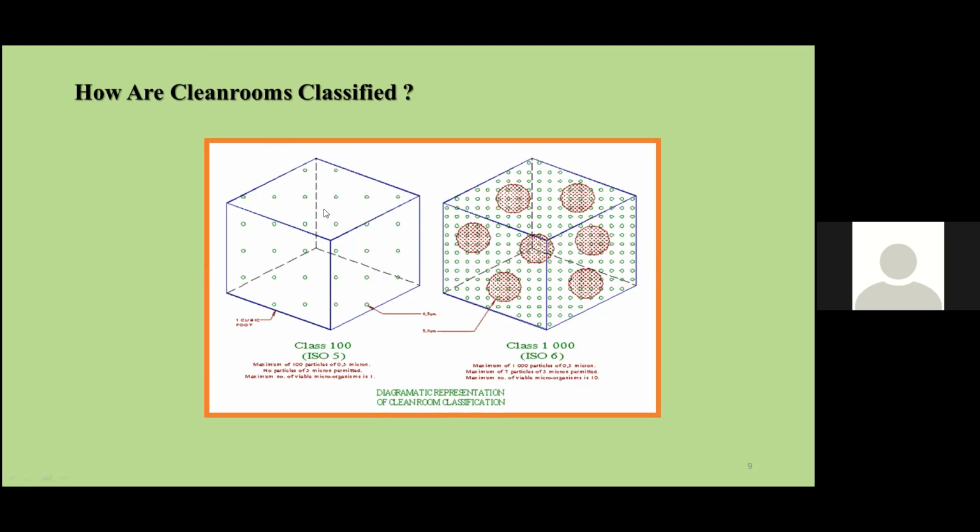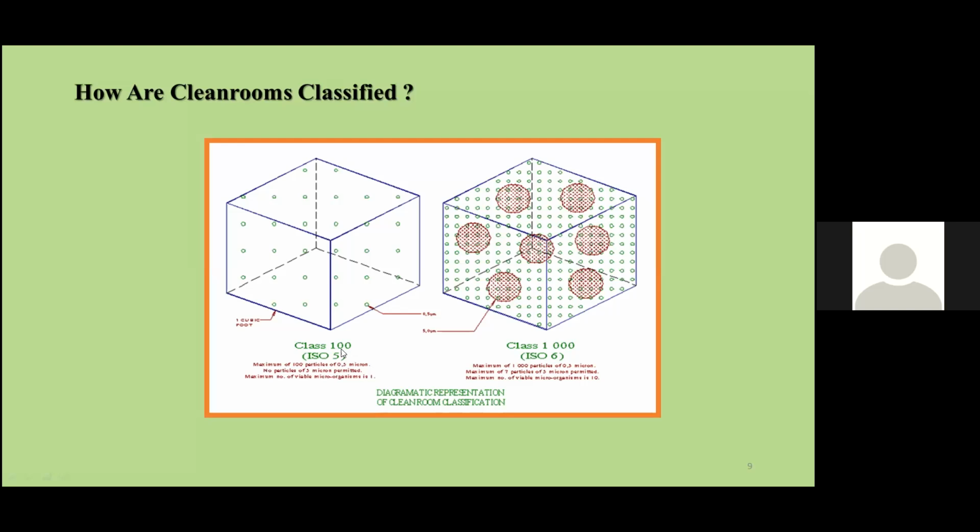So how to classify the clean room? This is a 1 cubic feet area, and in that area we count how many particles of a given size are available. Based on that, we classify the clean room category. Here we can see the class 100 category. This class terminology is mostly the US federal standard, and ISO is the International Organization for Standardization. Class 100 clean room means ISO 5 clean room.